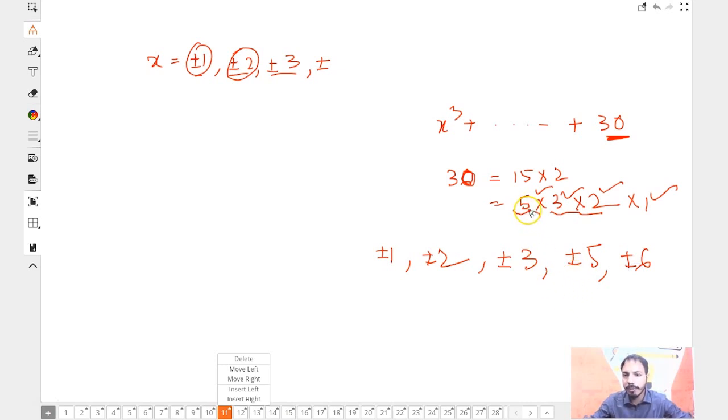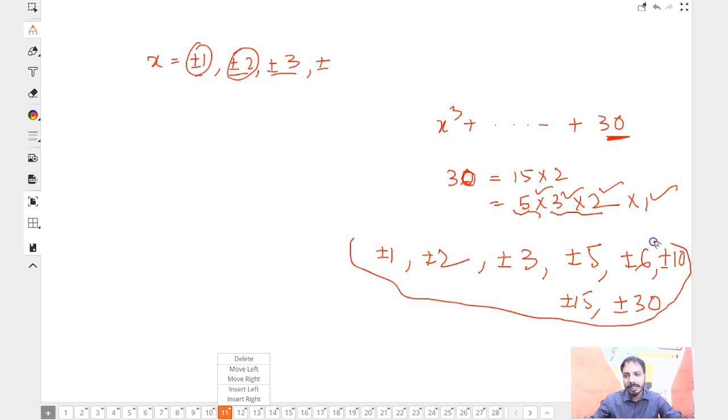Then you need to check for 5 and 2. That is plus minus 10. And then you need to check for the combination of 5 and 3. That is 5 threes are 15, that means plus minus 15. And then you need to check for the combination of the whole. That means plus minus 30. So these are the techniques which you can use to find out factors by the hit and trial method.